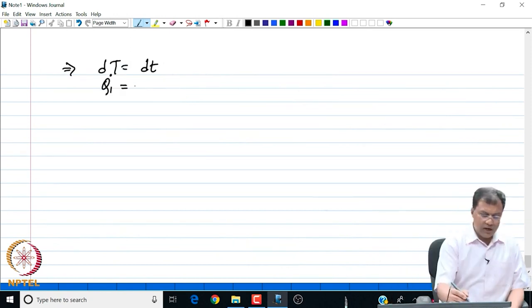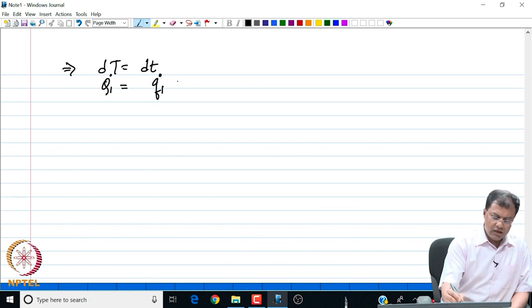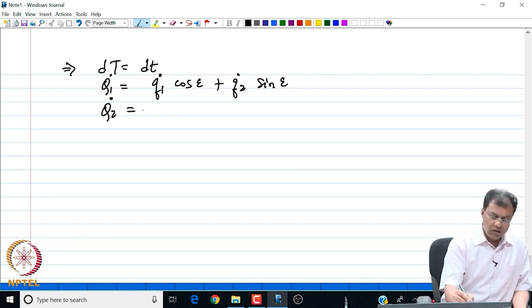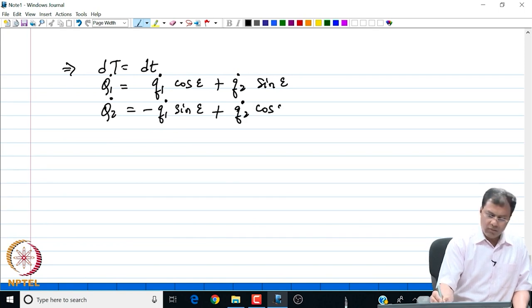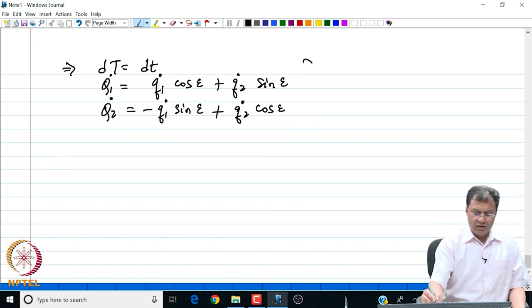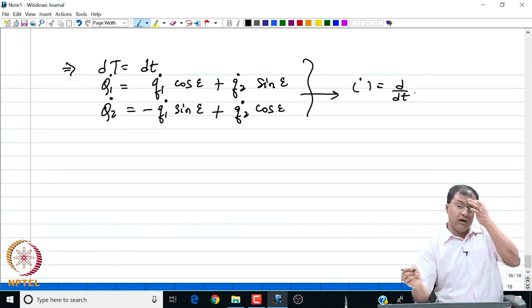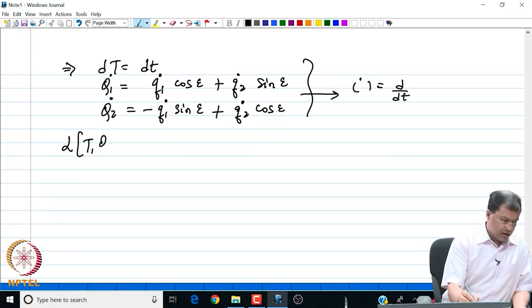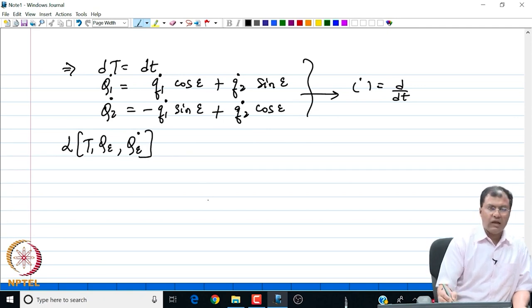So my variable Q1 dot is q1 dot cos epsilon plus q2 dot sin epsilon, right. And my variable Q2 dot is equal to minus q1 dot sin epsilon plus q2 dot cos epsilon, right. Here it is quite clear that the dot is the derivative with respect to the original independent variable t. So then let us calculate L of t comma Q epsilon comma Q epsilon dot, without going into detail what this dot is; it will be clear very soon.